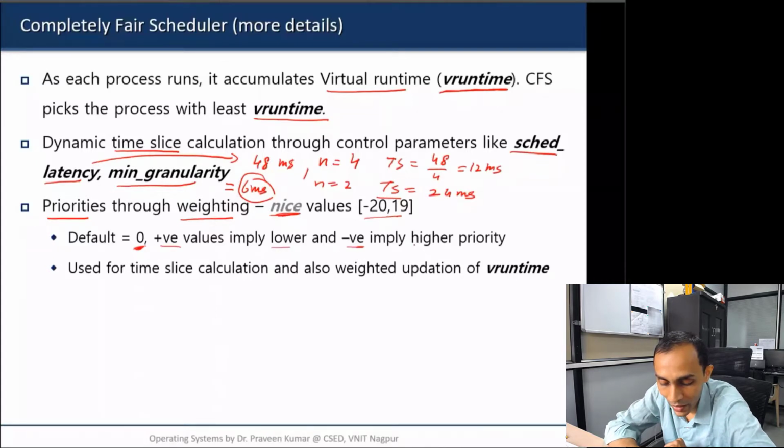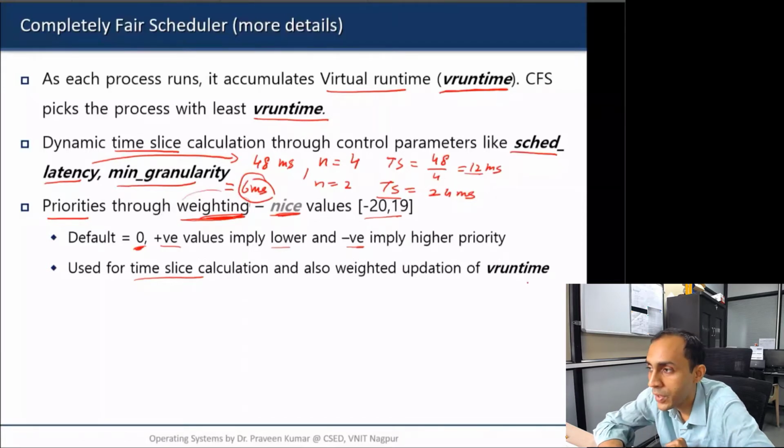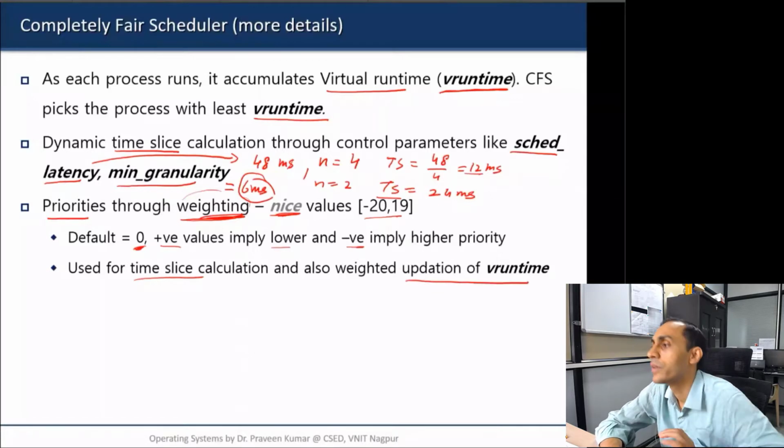Okay, and this weighting is also used for many things. It is used for time slice calculation for each process. So now you can adjust the time slice for each process. Instead of having a fixed time slice for each process, you can adjust this time slice with the weight of each process. So that can also be done. The detail of how the formula works, you can read in the book. Similarly, it can also update the accumulation of virtual runtime depending on the weight.